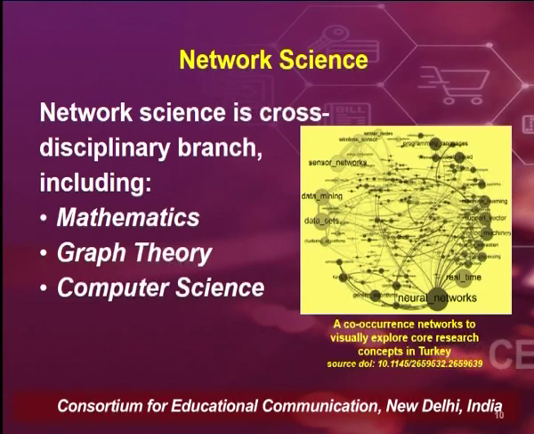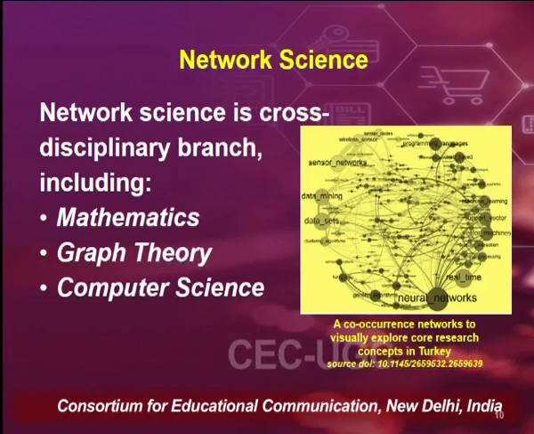Now let's understand the different aspects of network science. Network science is a wide umbrella. It spans several cross-disciplinary branches. We need to know mathematics, graph theory, computer science, and many more aspects that involve not only computation and programming, but also the context part.